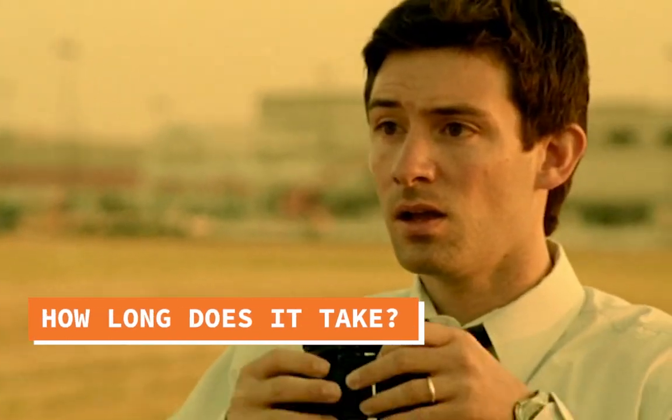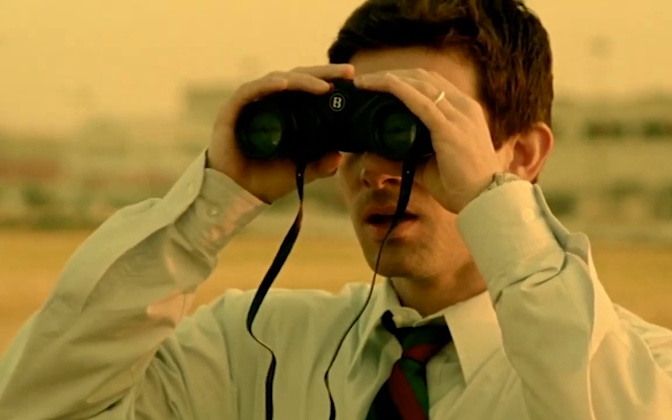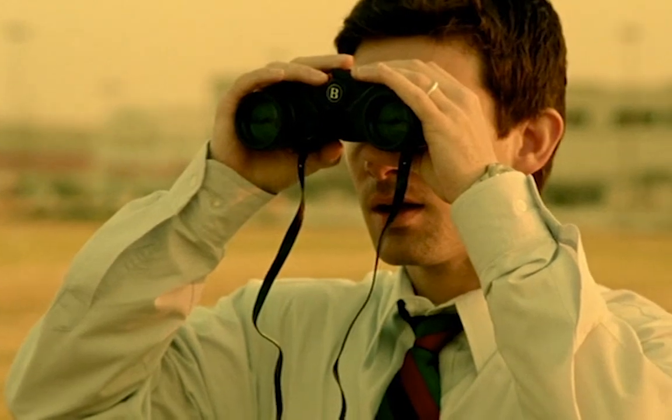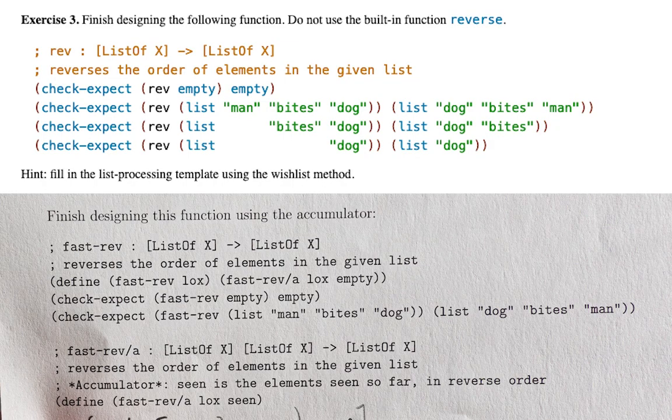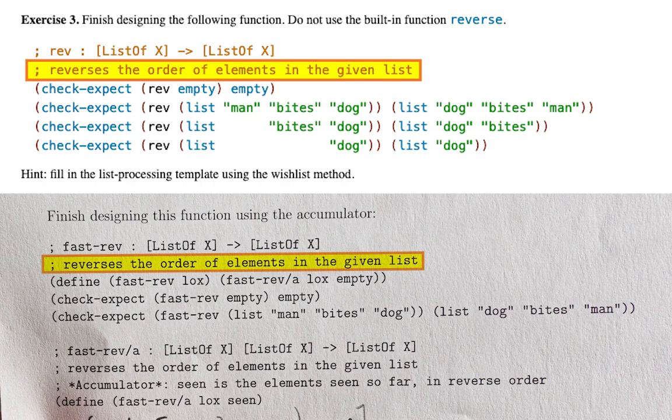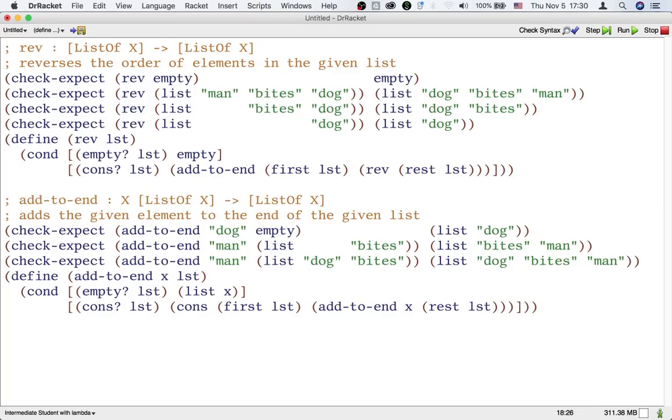Let's take a closer look at how long a computation takes as the input gets bigger. Earlier in this class, we designed two functions for reversing a list. The first function we designed for reversing a list is called rev. To warm up, let's analyze how much time is taken by the helper function used by rev, called addToEnd.